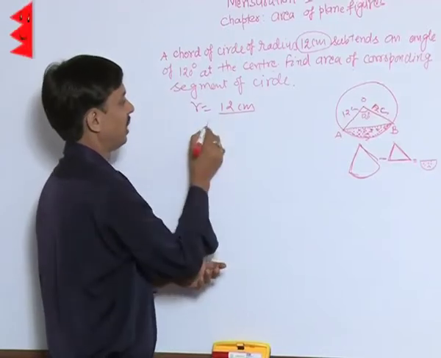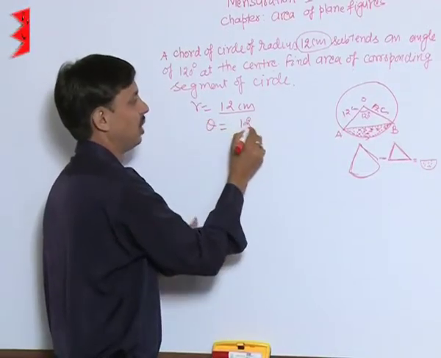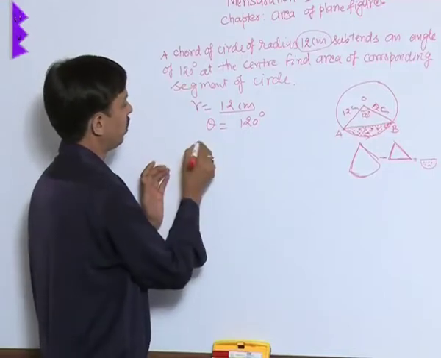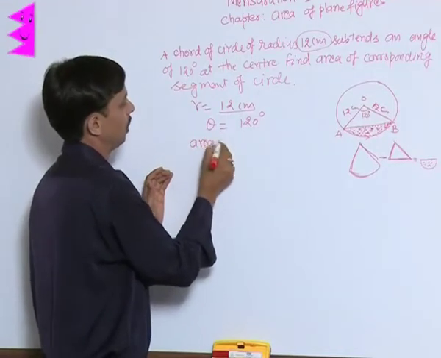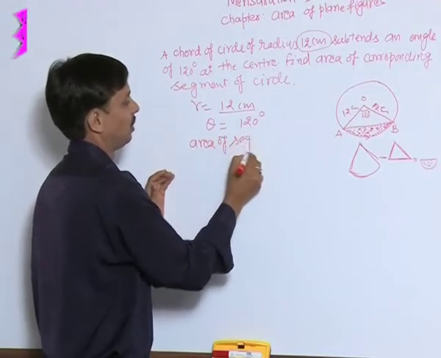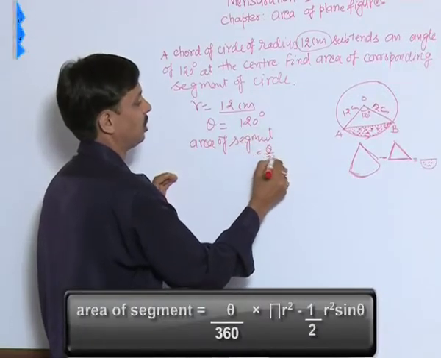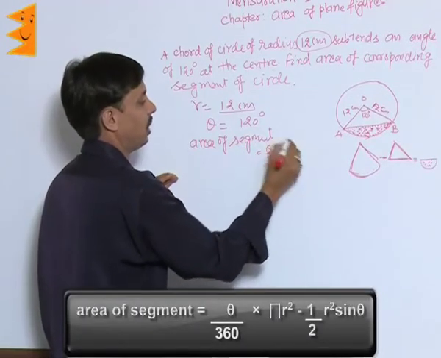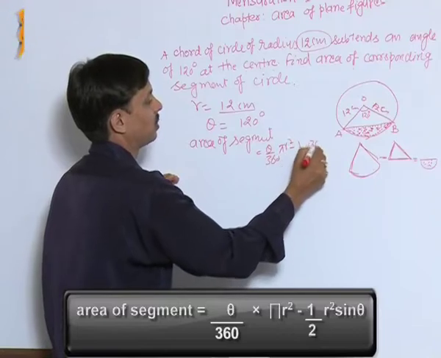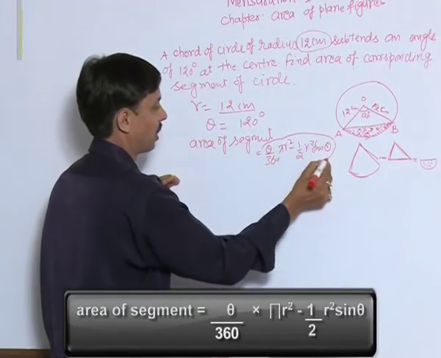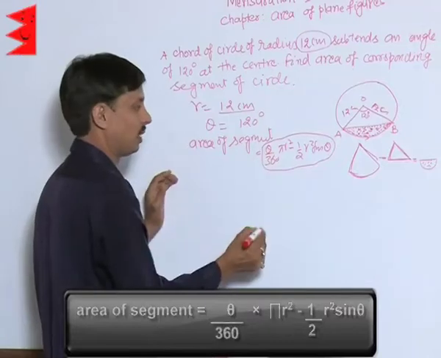Radius is 12 centimeter, and the central angle, the angle made by the arc at the center, is 120 degree. So the area of segment is theta upon 360 pi r square minus half r square sin theta. This is one of the formulas for calculating the area of segment.